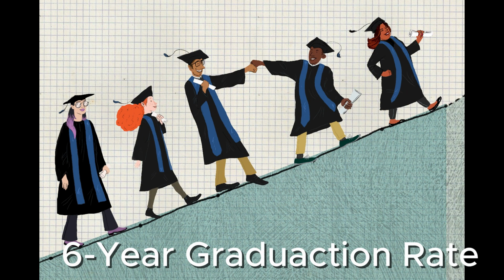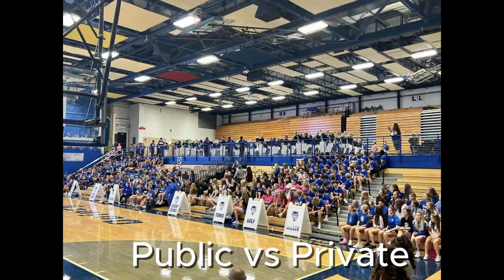Our dependent variable is the 6-year graduation rate. Our first independent variable is whether or not the school is a public institution. A public institution has fewer resources per student, which could affect graduation rates.